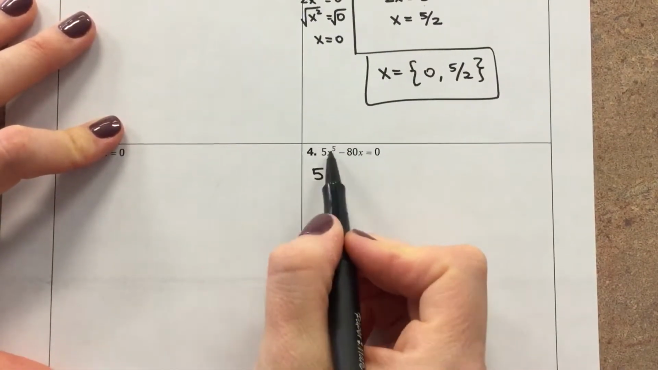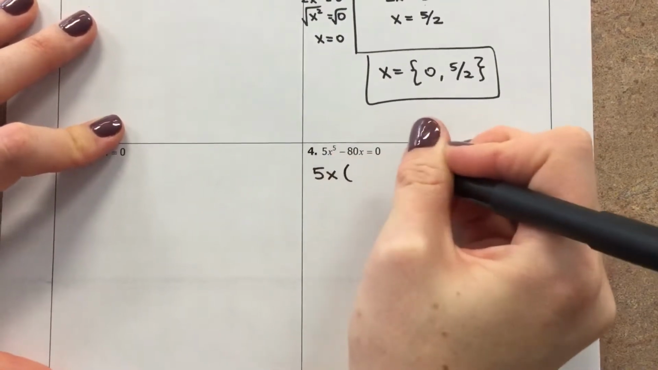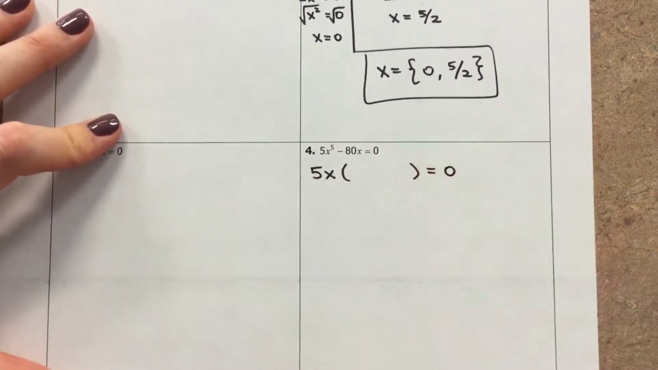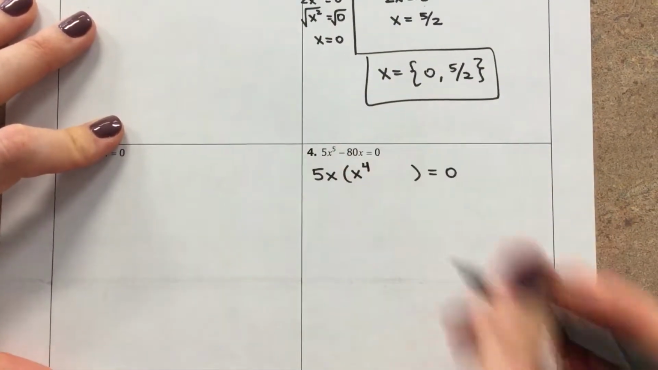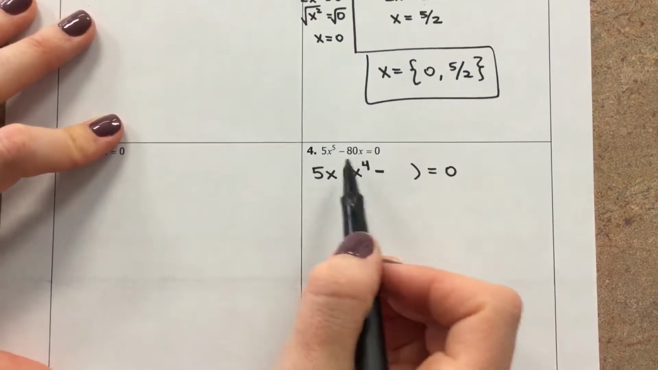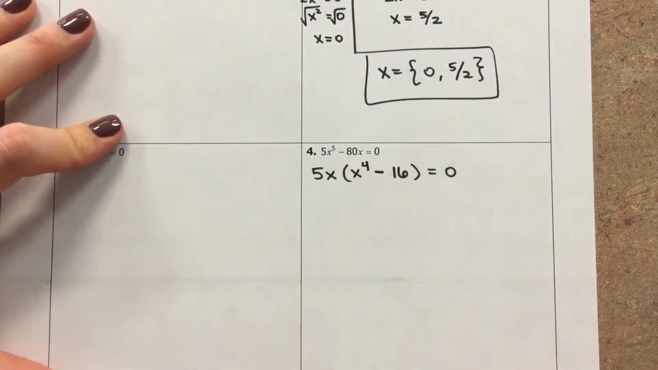And these both have, this has 5 copies, this has 1 copy of x. So we can take that out too. So parentheses, set that equal to 0. If I divide out a 5x, I have 4 copies of x left here. Minus, and you might need to do this on a calculator, but 80 divided by 5 is 16. And then I took out the x.